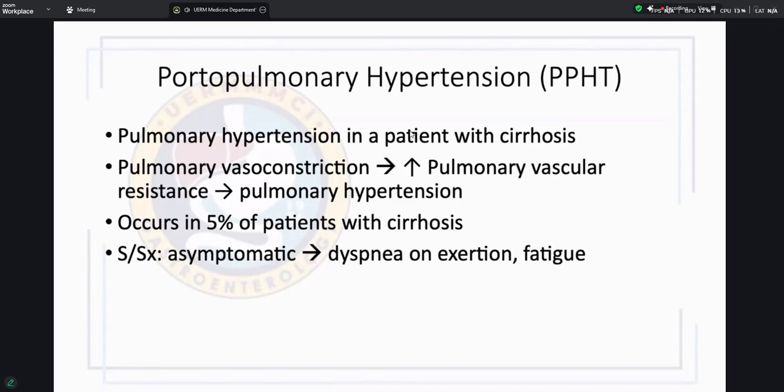Portopulmonary hypertension is rare, occurring in only 5% of patients with advanced cirrhosis. And for the signs and symptoms, many patients are asymptomatic, especially early in the disease, but they can later on develop dyspnea on exertion and fatigue.